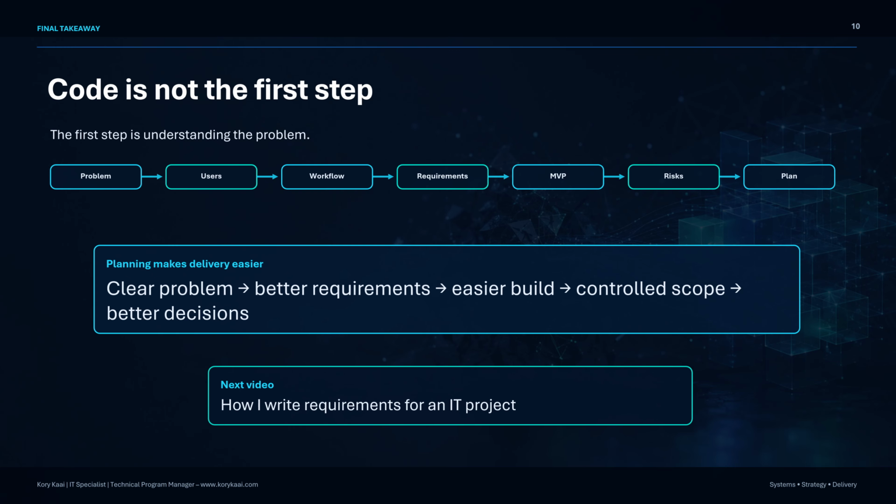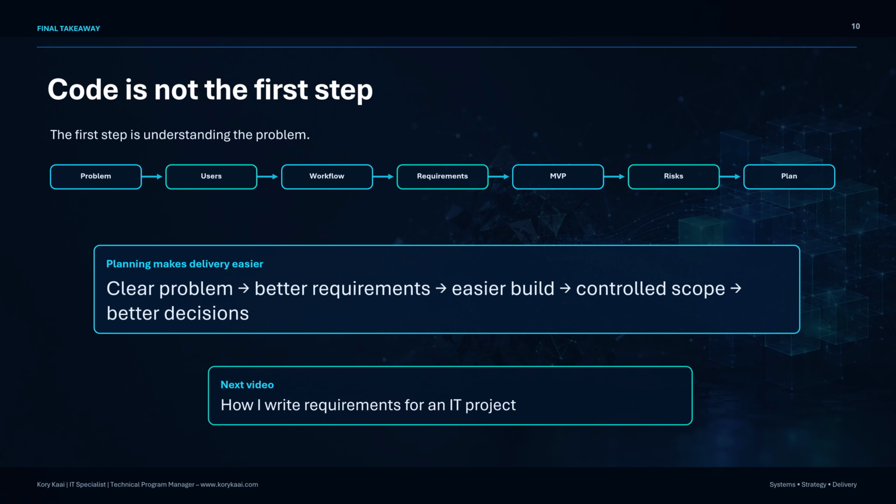Code is not the first step. The first step is understanding the problem. When the problem is clear, the requirements get better. When the requirements are clear, the build gets easier. When the scope is controlled, the project moves faster. And when risks are known early, the team makes better decisions. That is how I plan IT projects before writing code.